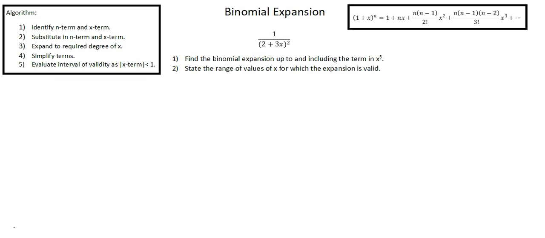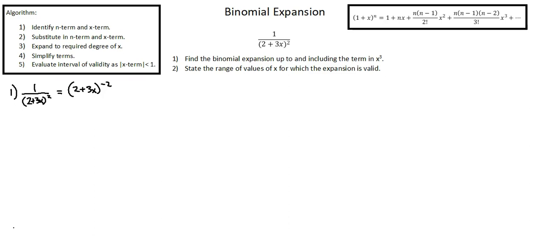This example is slightly different than the first two examples we've seen. First, let's begin with step 1, identify n term and x term. Let's begin with some manipulation of the binomial. 1 over (2 plus 3x) squared is the same as (2 plus 3x) to the power of negative 2.